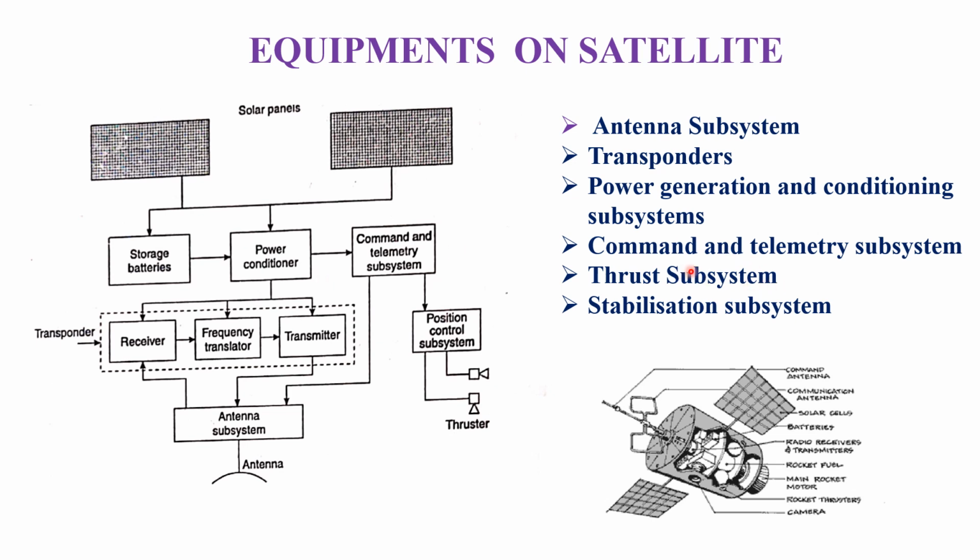And next is the command and telemetry subsystem, which transmits data about the satellite to Earth and receives commands from Earth. Thrust subsystem, it is used for keeping the satellite antenna pointing in exactly the right direction. And finally the stabilization subsystem, which will keep all the electronic components in a stable condition.